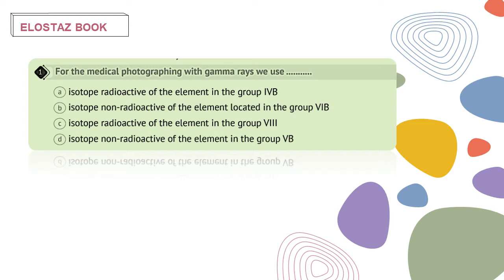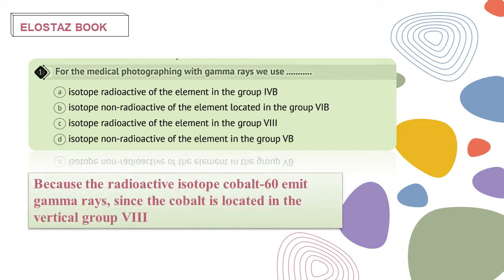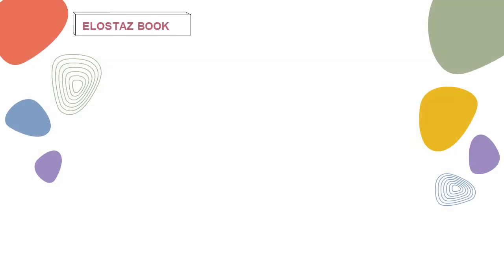Okay, so the radioactive isotope cobalt 60 emits gamma rays, since cobalt is located in the vertical group VIIIB. So the right answer here will be letter C. Okay, let's go to question 2.